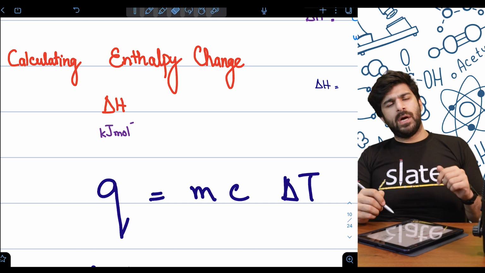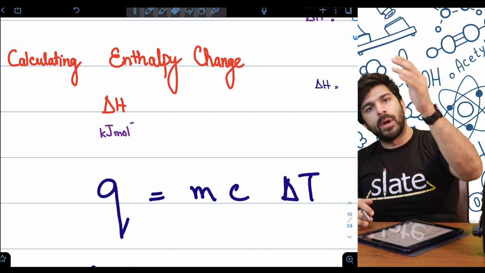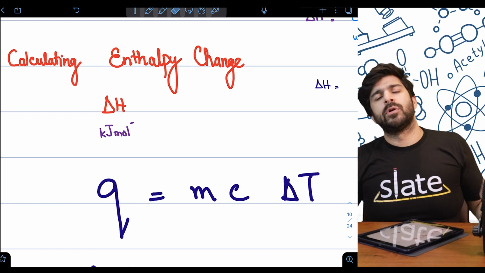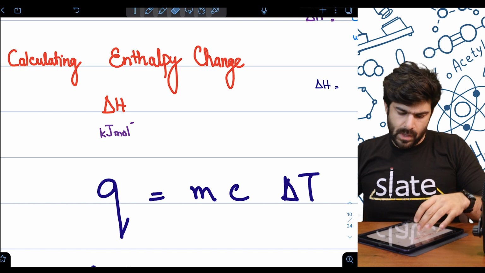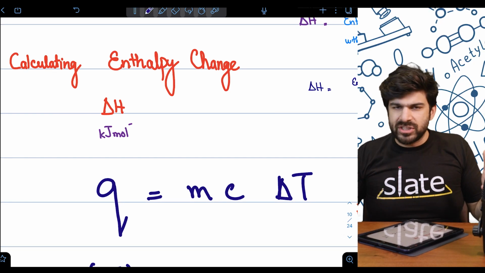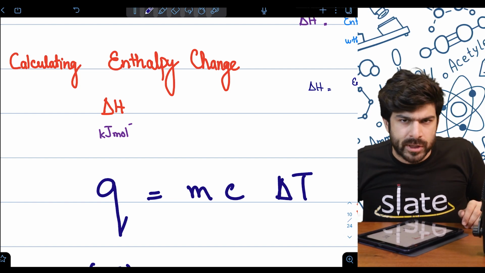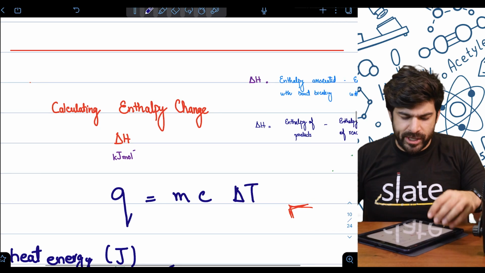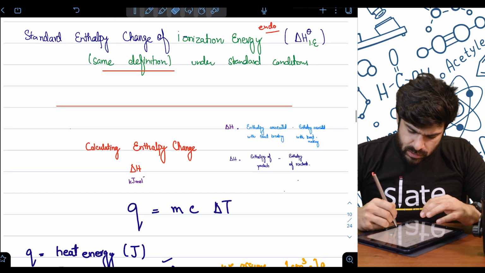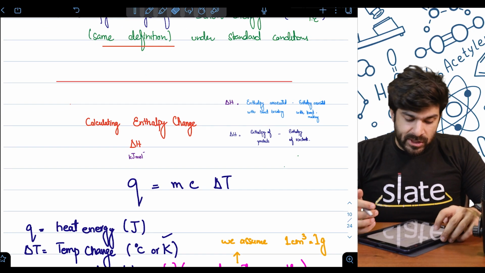A very important formula for P2, yes, but for P3, more important. Wherever you get the enthalpy change calculations, that's an important formula, students. So Q is the heat, just the heat content, M is mass, C is the specific heat capacity of water, and delta T is temperature change. Q is the heat energy in joules.